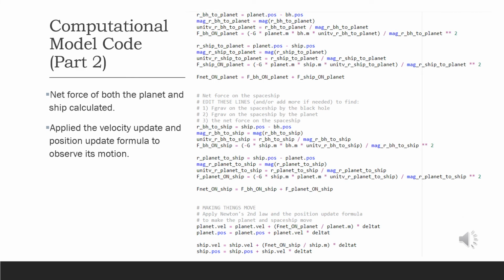Now the code itself is just mainly a repetition of the gravitational formula. As you see here for this example, it's actually just GMm divided by r squared repeated over and over again. For example, we found the gravitational force from the black hole to the planet, the ship to the planet, the black hole to the ship, and the planet to the ship, after which we were able to calculate the final net force for both of them.